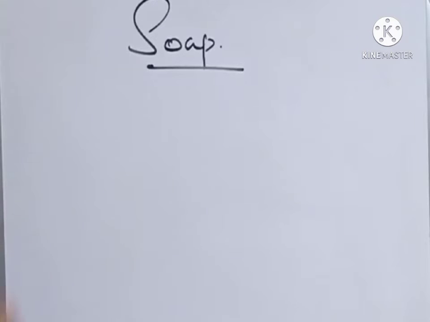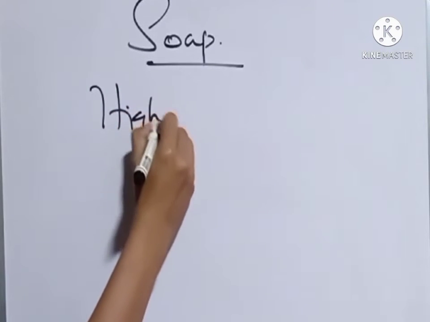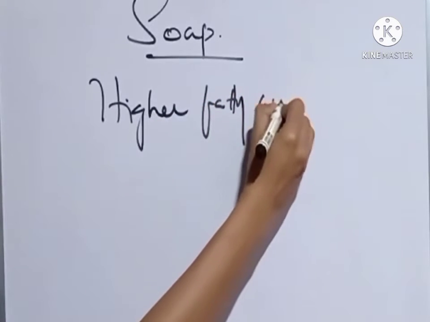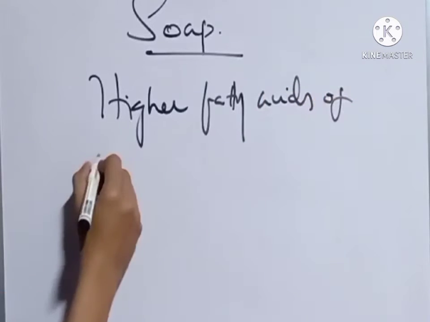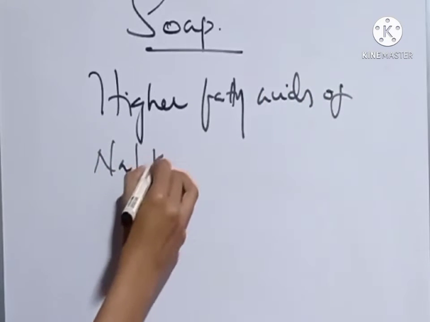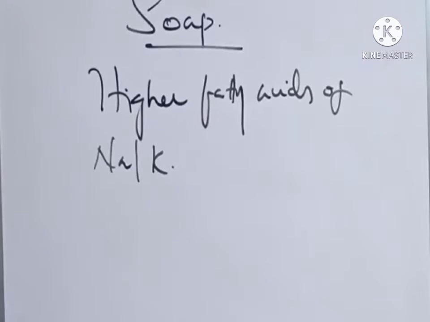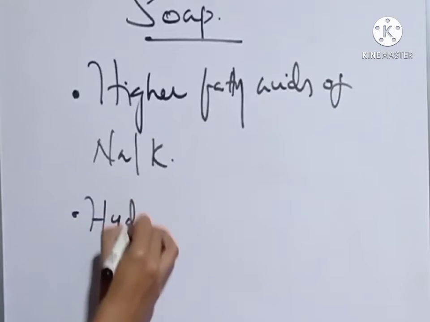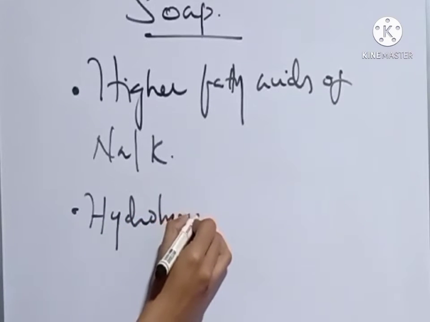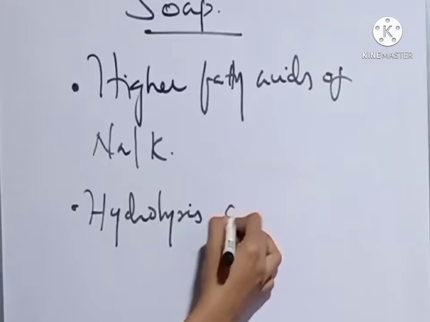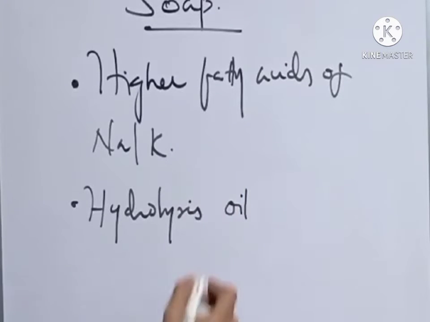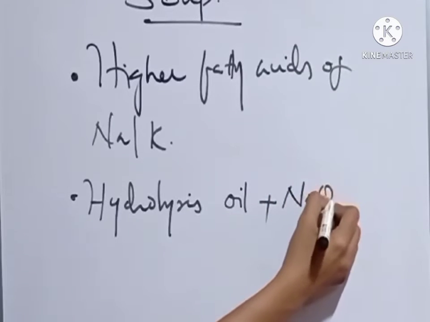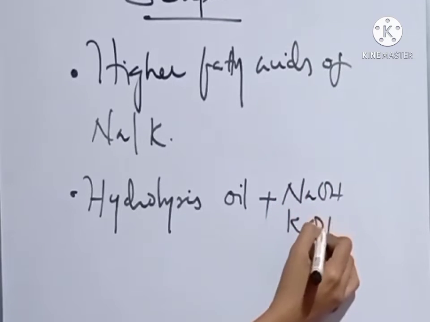Soaps. Soaps are the higher fatty acids of sodium or potassium. These are higher fatty acids of sodium or potassium ions, and these are formed by the hydrolysis of higher fatty acids or oils in presence of some bases like sodium hydroxide or potassium hydroxide.